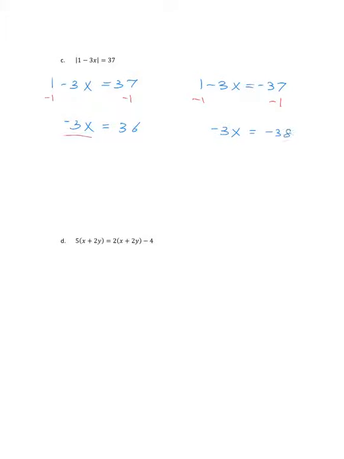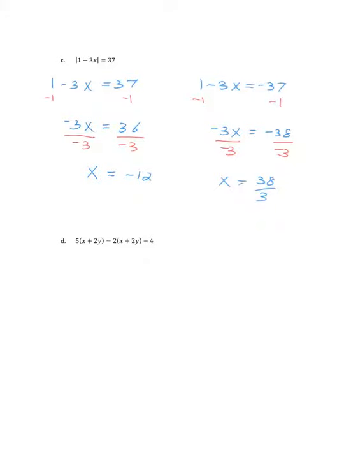And dividing both sides by negative 3 in both equations, I get x is equal to negative 12, and then I have x is equal to positive 38 thirds. I guess I'll leave this as a fraction, it can't be simplified, and those are the two answers.